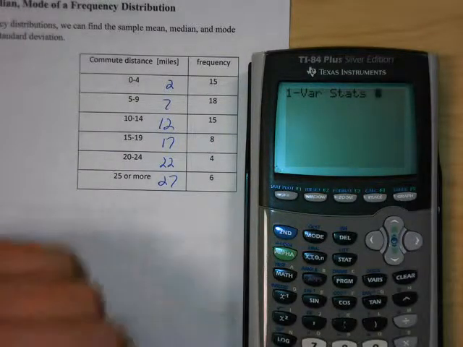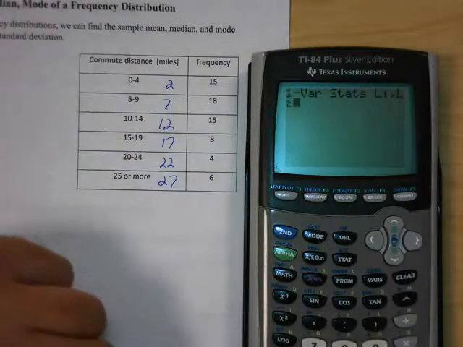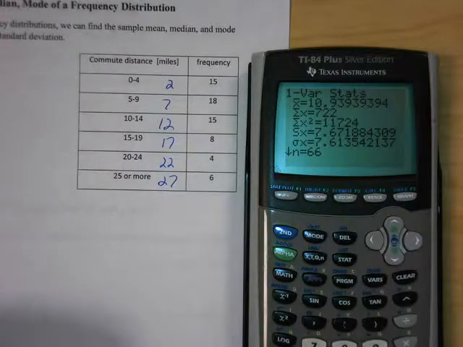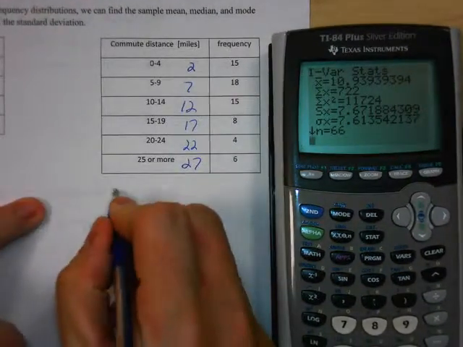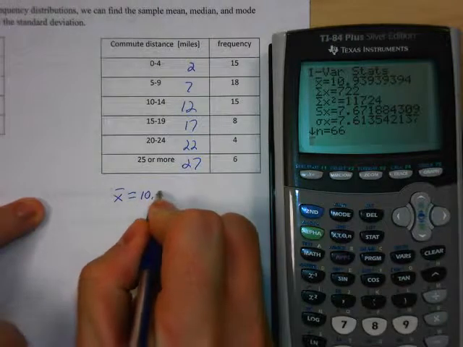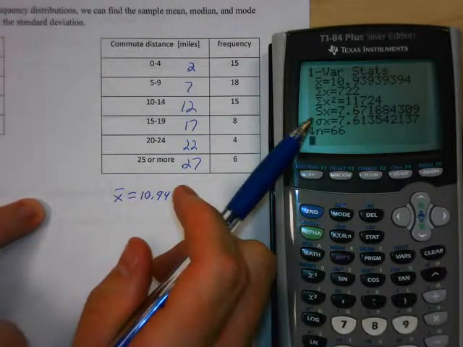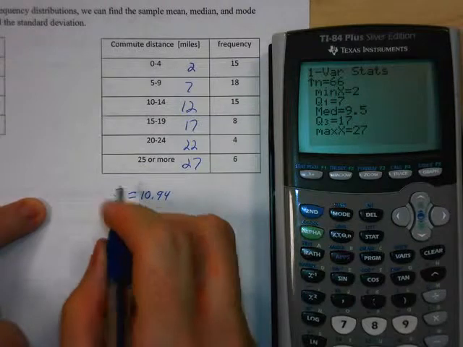Okay, now if you have the other calculator, instead of doing L1 comma L2, you may have to use your X list as list 1 and then frequency is list 2. Okay, it just depends on the operating system on your calculator. Okay, I press enter. I get 10.94 for the mean, so I'll say X bar 10.94. And then you have the sample standard deviation and population standard deviation. Median 9.5.